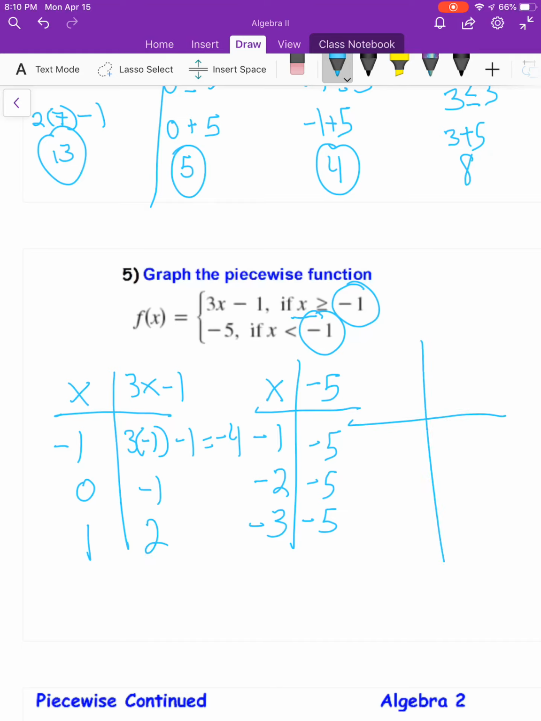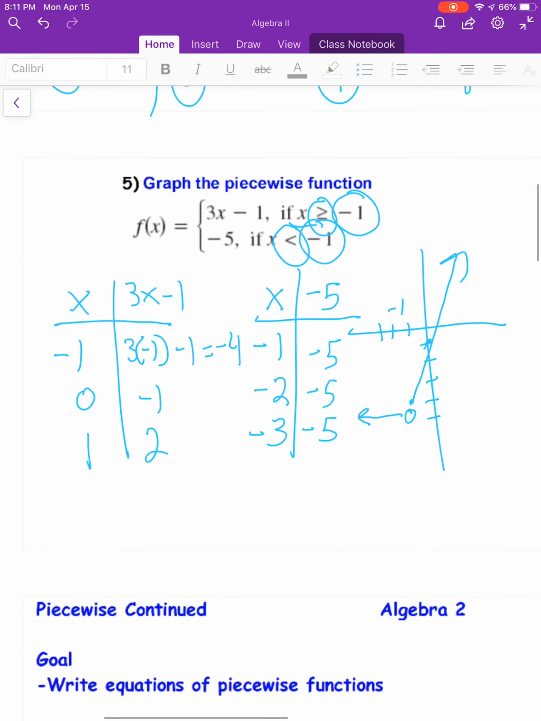So here, I'll make a rough sketch of graph paper. That means at negative 1, negative 2, negative 3, I should be at negative 5. Because the negative 5 didn't have the equals underneath the inequality, I'll put an open circle over here. The other one had the equals, so at negative 1, negative 4, I'm going to put a solid dot, and I'm going to go to 0, negative 1, and there's my line. So there's my piecewise function.